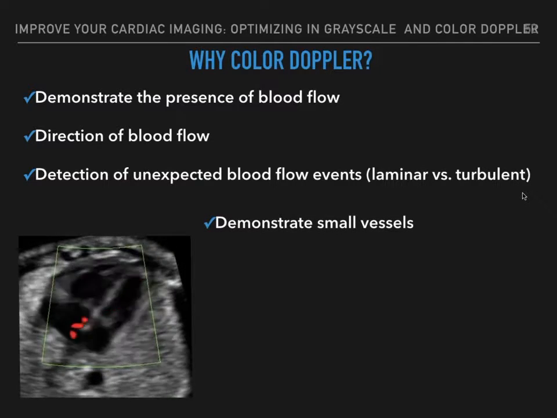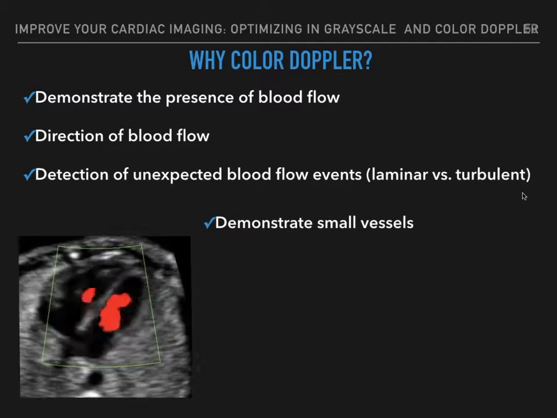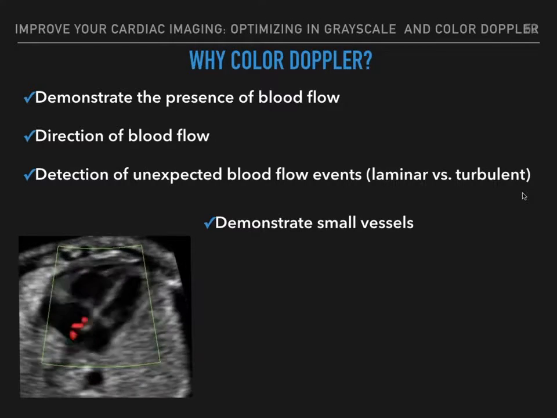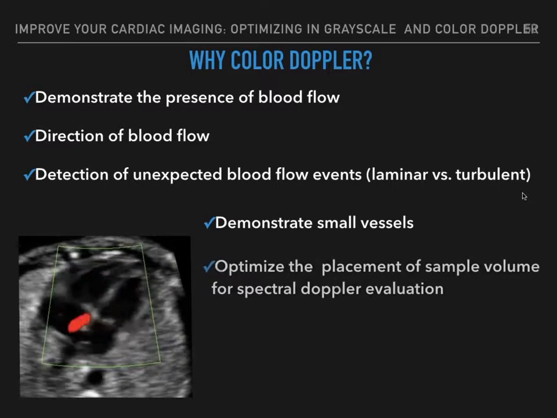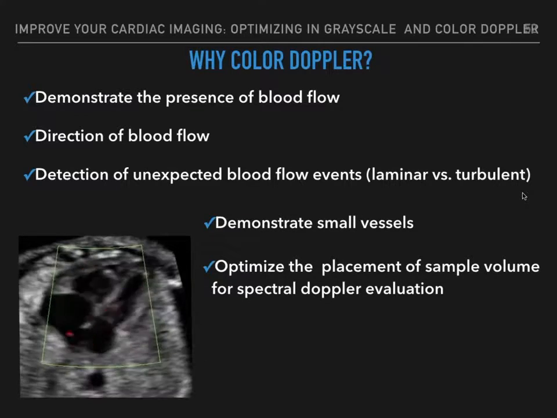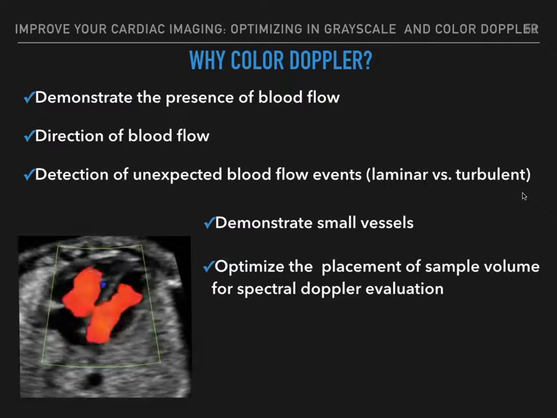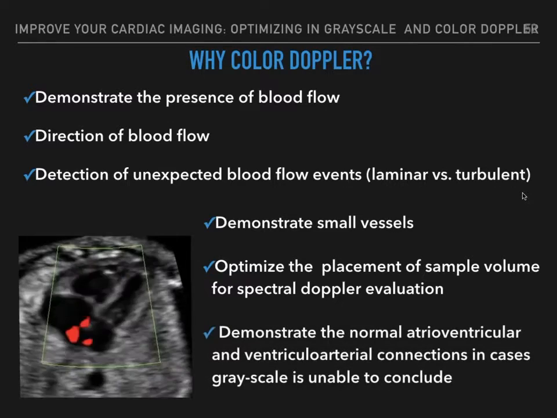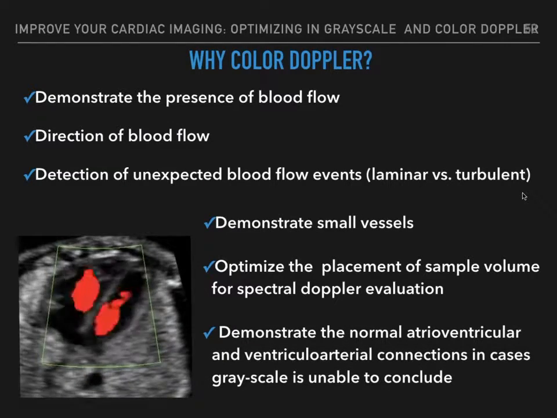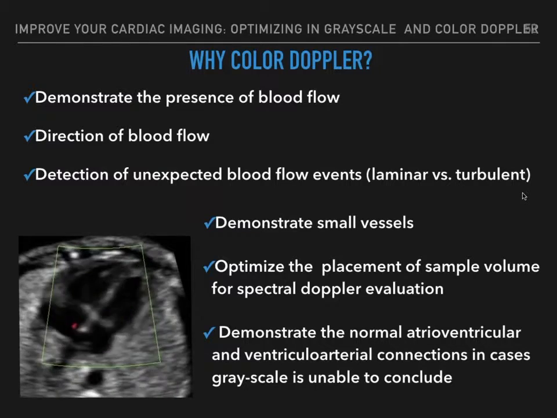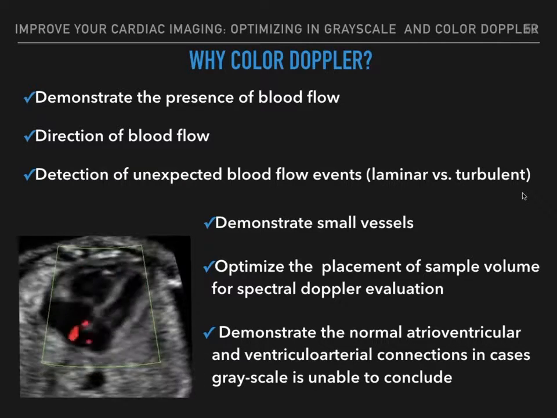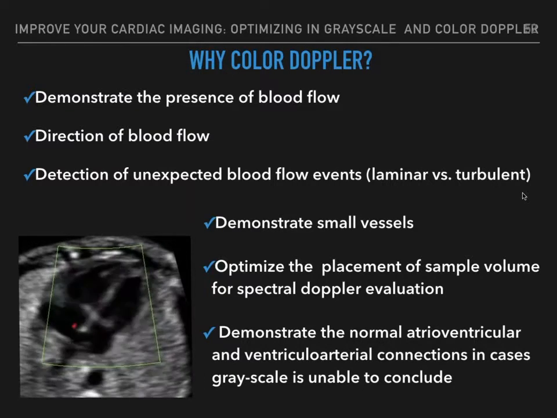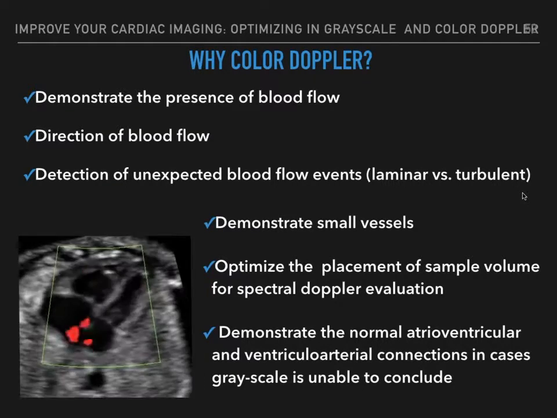It's also able to demonstrate small vessels, such as the pulmonary veins, ductus arteriosus, or even abnormal small vessels, such as collaterals or even a dilated azygous vein. Also, it optimizes the placement of sample volume for spectral Doppler evaluation in the setting of stenosis or even regurgitations. And lastly, I felt it's very helpful to demonstrate the normal atrioventricular and ventriculoarterial connections in cases where grayscale is unable to conclude. So this also applies to your difficult scanning patients, such as an elevated body mass index patient.